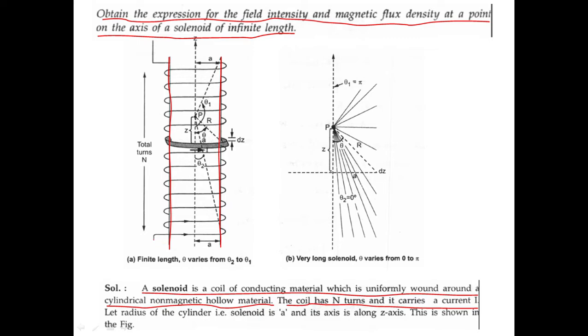On this you will have a winding with a conducting material like copper, so it will be uniformly wound. There are n number of turns here and the current flowing through it is I. So you know what a solenoid is now. It has two parts: a hollow cylinder, and a wire wound on it. Now we are finding the expression for field intensity and magnetic flux density at a point on the axis of a solenoid of infinite length.